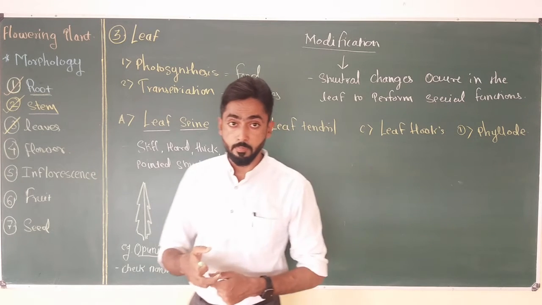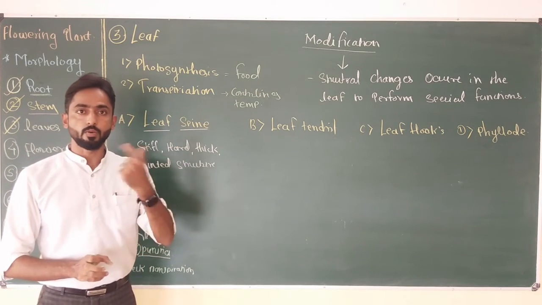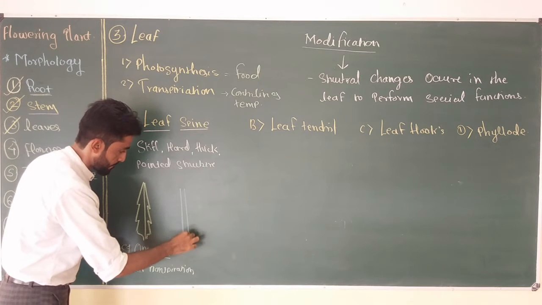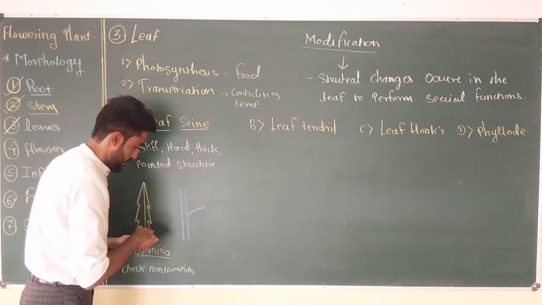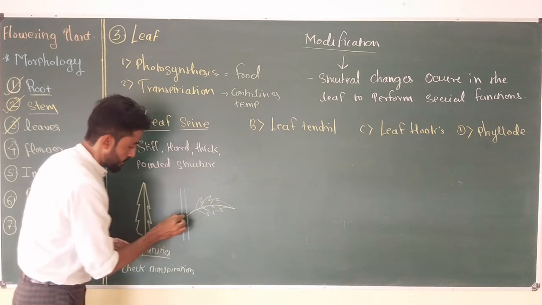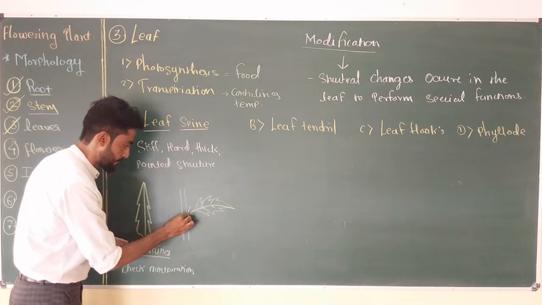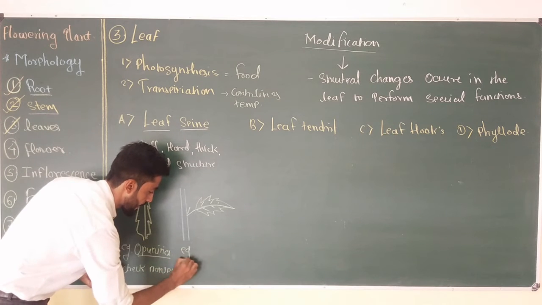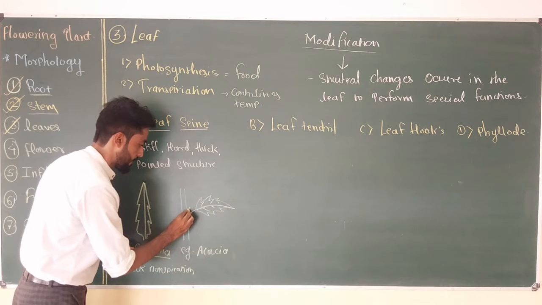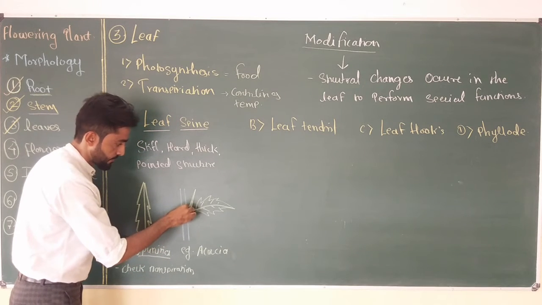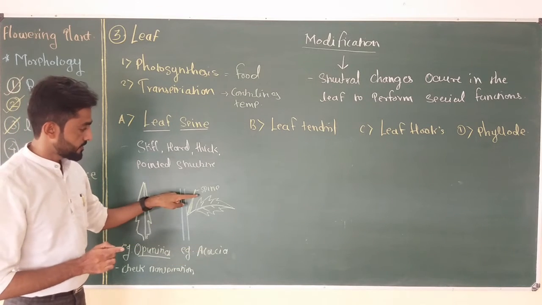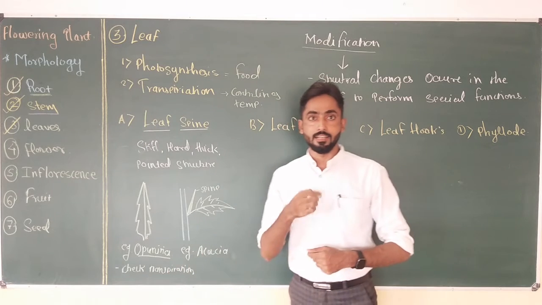Sometimes instead of the entire leaf, some part of the leaf gets converted into the spine, like the stipule. Suppose this is the stem, and the stem has leaf base and petiole connected to the leaf. Now we know that this is the position where stipules are present, and in plants like acacia, the entire stipule gets converted into a hard pointed structure, and this is the leaf spine. And in plants like acacia, this leaf spine plays the role of protecting the leaf from grazing animals.